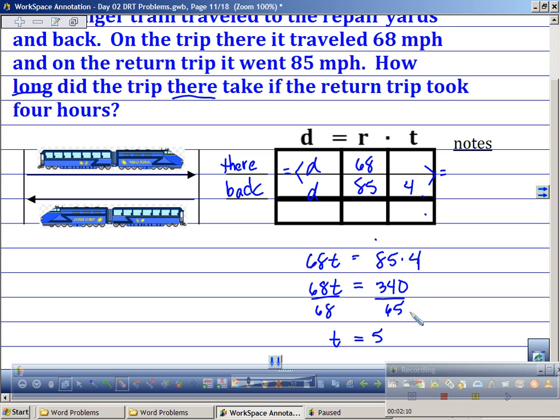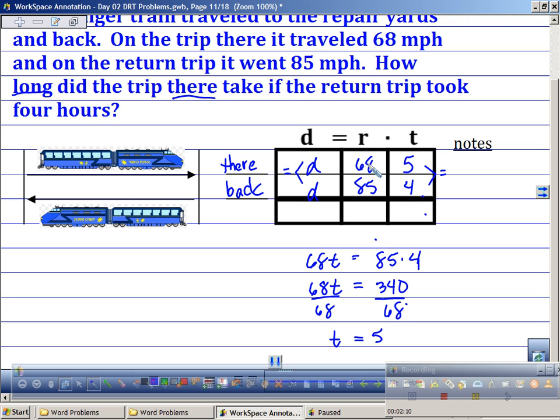Did we find this right? This should be 68, not 65. 340 divided by 68, is it still 5? Okay. So we found out that the time it took to get there took 5 hours, right? First of all, does that make sense that it would take longer to get there? Why? Because it's going at a slower rate.